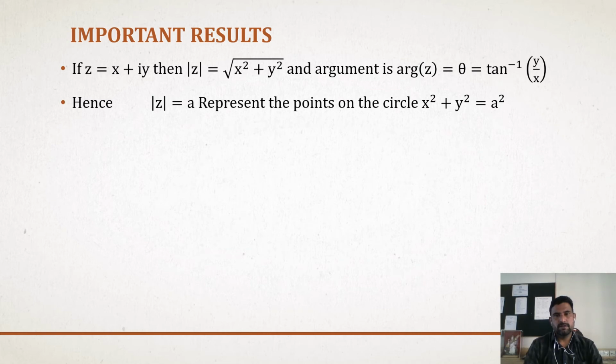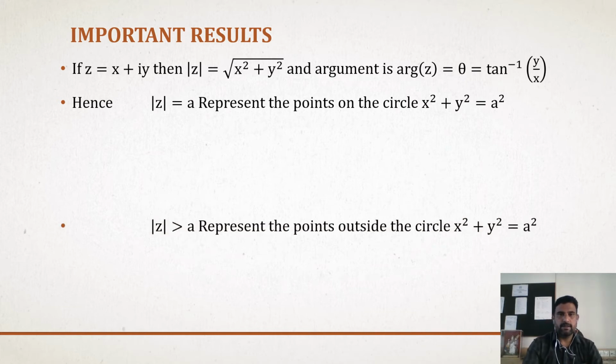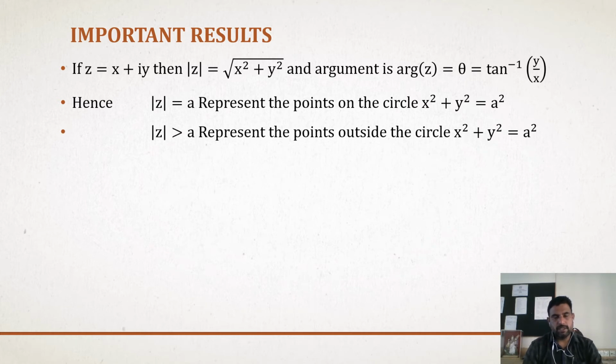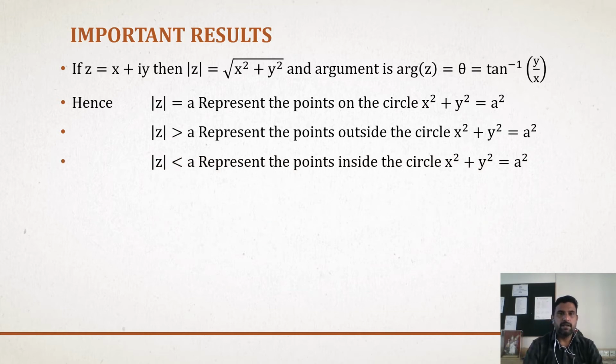Mod z equal to a represents the points on the circle x square plus y square equal to a square. A is the radius. Mod z greater than a represents points outside the circle x square plus y square equal to a square, and mod z less than a represents the points inside the circle x square plus y square equal to a square.